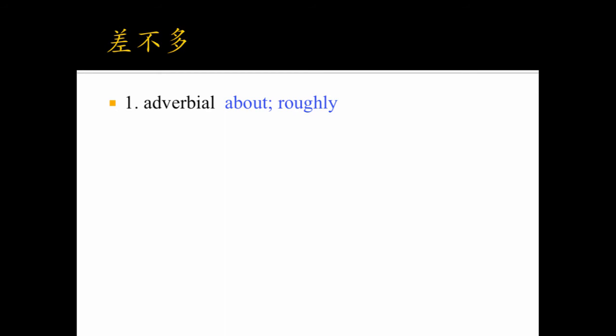Okay, finally, let's move on to the last word, 差不多。差不多 is an adverbial, meaning about, roughly. So we can say 姚明和科比差不多高, followed by an adjective 高。姚明 and 科比 are almost about the same height.